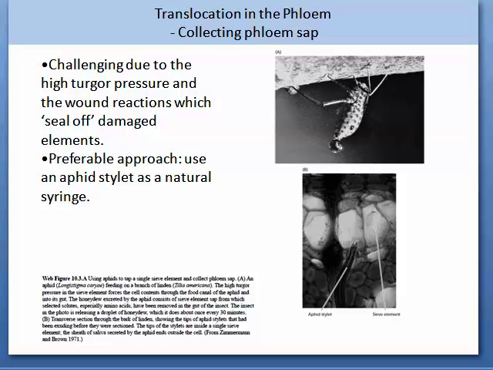It is quite challenging to tap the phloem sap due to the high turgor pressure and wound reactions which seal off damaged elements. Aphids have evolved methods such as using a stylet as a natural syringe, where they are able to both overcome the protective mechanism and access the contents of the phloem.